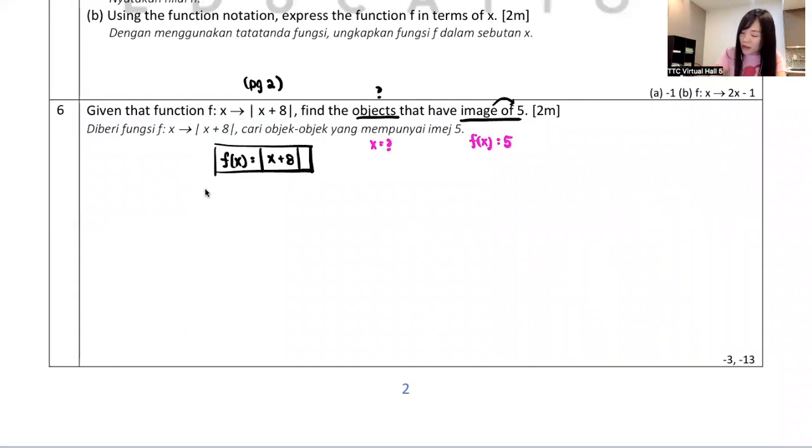So what do you know now? You know that f(x) is 5, so I can sub 5 inside the f(x) column. Make sense? Because I already know my object is x and image is f(x). I already have f(x), I want to find back x. So f(x) is 5, I just sub inside. After I sub inside, can you see the 2 lines? The 2 lines are called modulus. Can x plus 8 come out from the modulus?